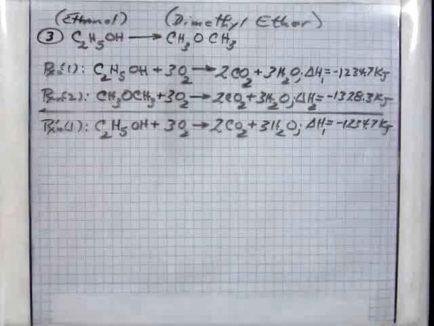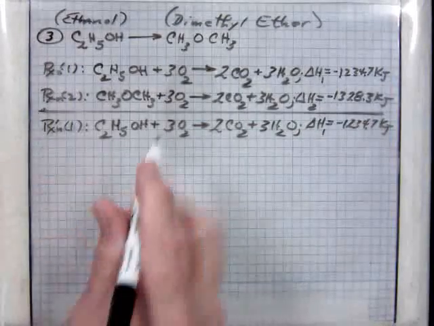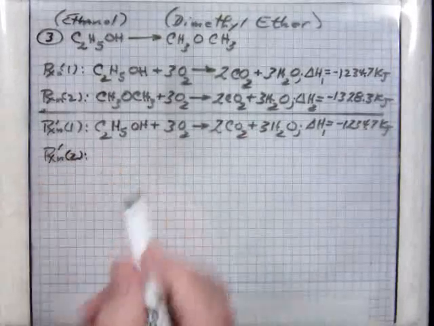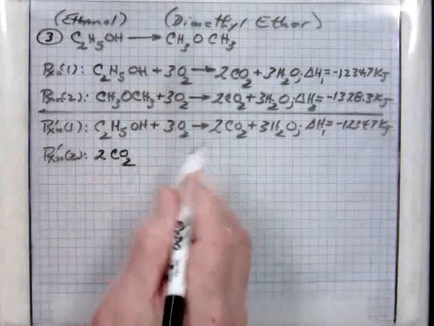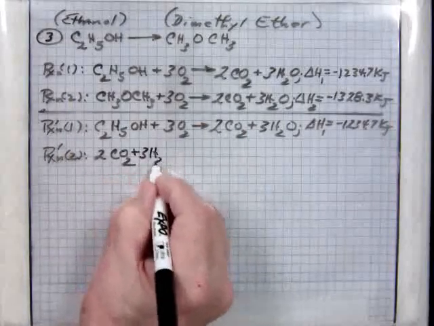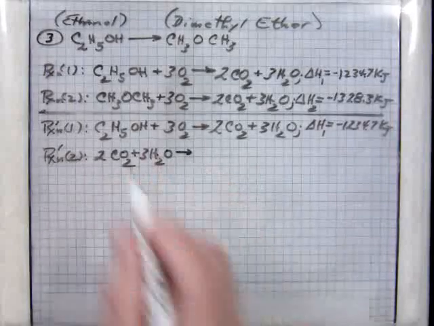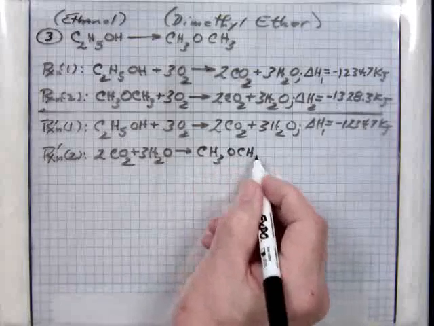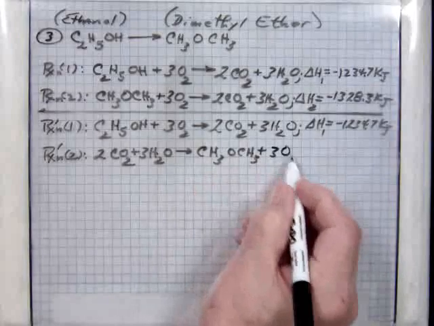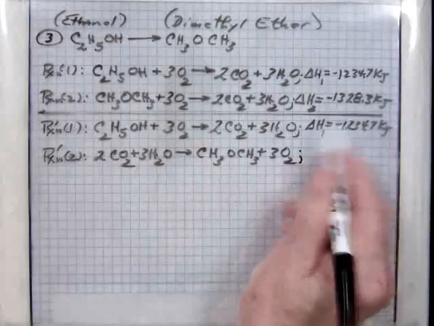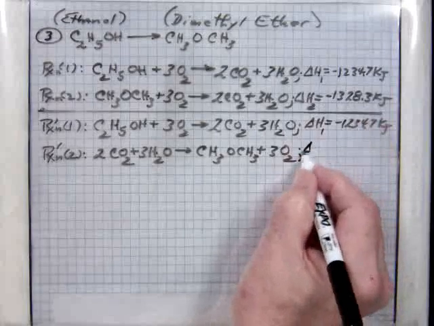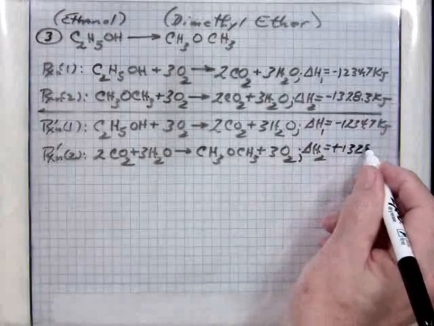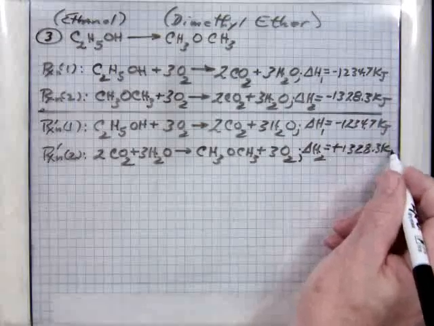Now, the second reaction we will reverse. And so the new reaction 2 would be 2CO2 plus 3H2O would go to dimethyl ether plus 3O2, and we will change the signage in delta H2 to a plus 1328.3 kilojoules.